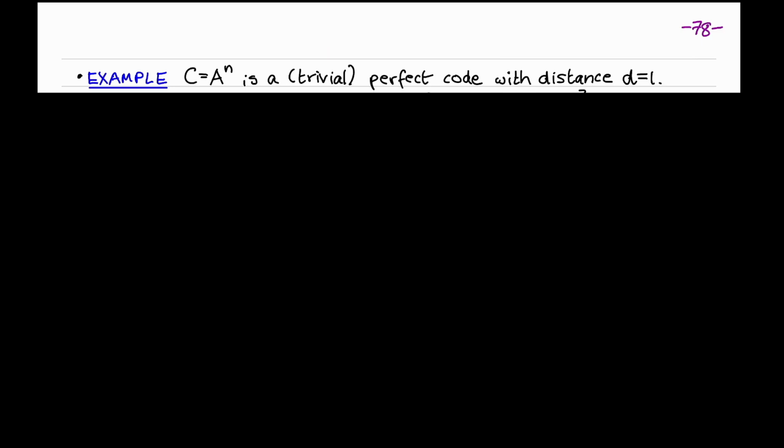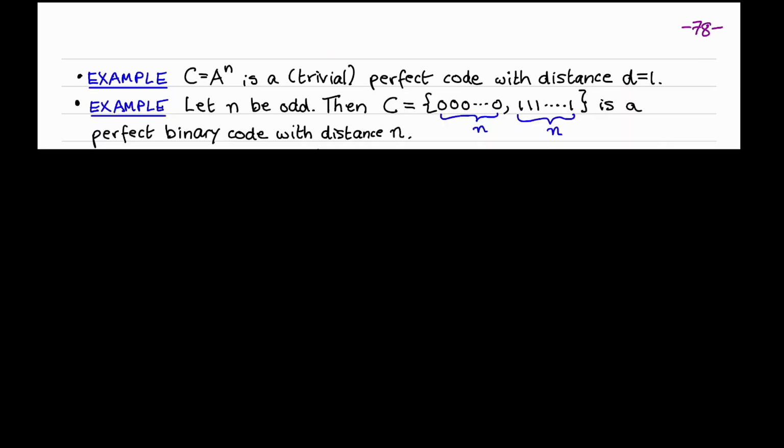Let's look at some examples of perfect codes. The trivial code, which consists of all vectors of length n over the alphabet A, is a perfect code with distance 1. Not a very exciting perfect code. It's useless because the distance is 1, and so its error correcting capability is 0. Here's a less trivial example of a perfect code. Let n be odd. Then the binary replication code of length n, which is comprised of two code words, is a perfect code with distance n.